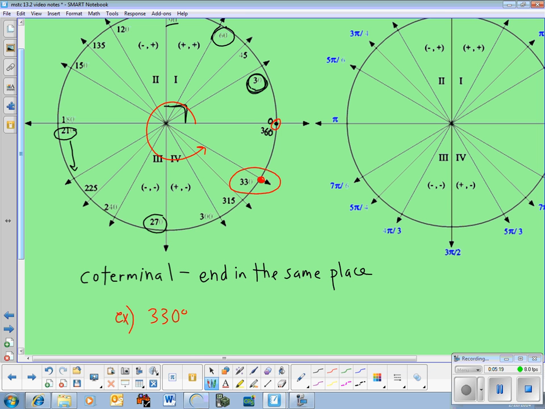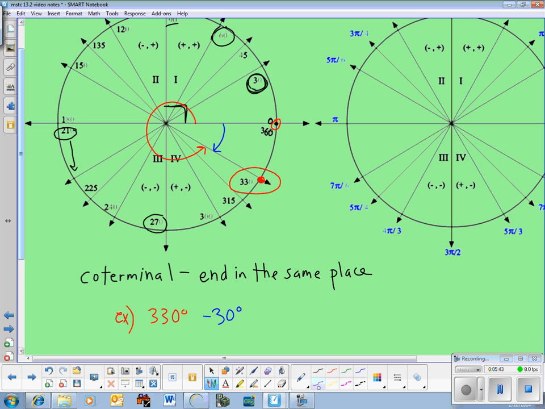Here's a way. What if I started here and went that way? If the full circle is 360, then that would be 30. So another way to say that would be negative 30 degrees, because this was clockwise, right? Positive is counterclockwise. If you go the other way, that's negative. So are there any other ways to get to that spot? A minute ago I told you there are infinitely many, so there's got to be something.